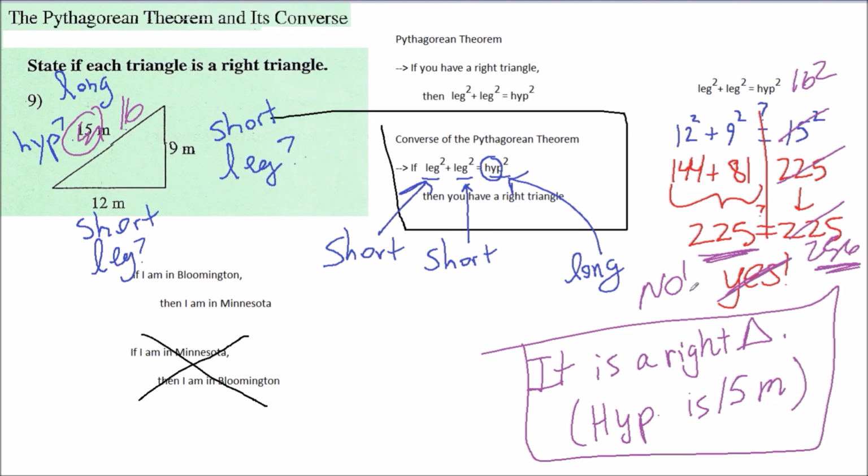So put those numbers into the Pythagorean theorem. If the left side winds up equal to the right side, it's a right triangle. If the left side and the right side are different, you get something like 225 equals 256, excuse me, then it is not a right triangle.